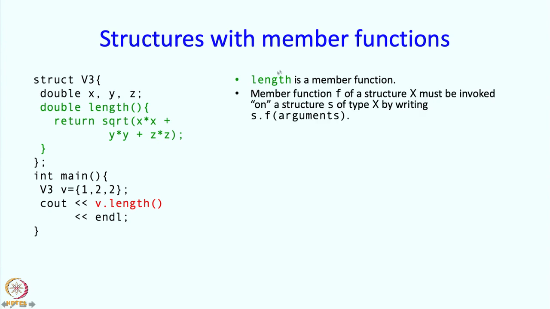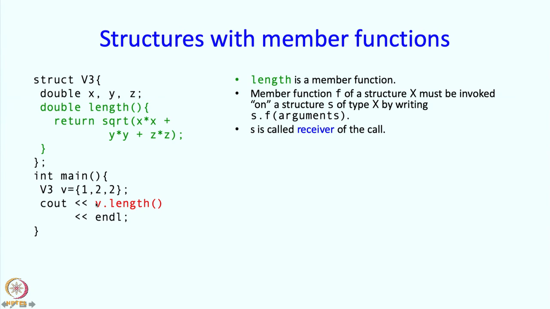and a member function f of a structure type x should be invoked on a structure s of this type x by writing s dot f of arguments, which is exactly what has happened over here. So v is a structure of type v3, and we are invoking this function on v by writing v dot length. There are no arguments specified over here, so no arguments are given here as well. Now this s or this v is called the receiver of the call.